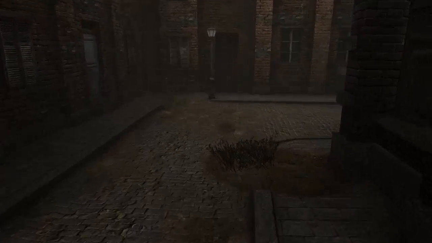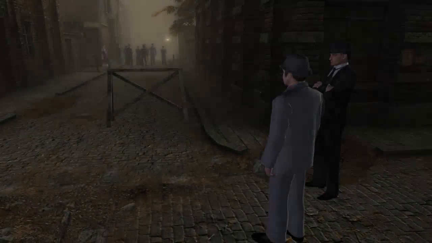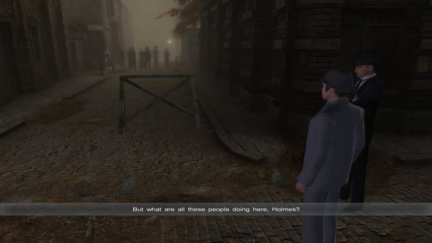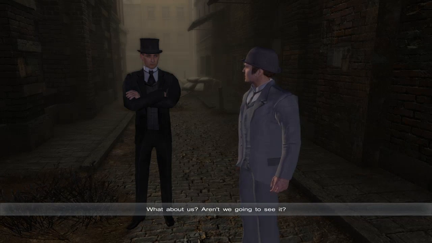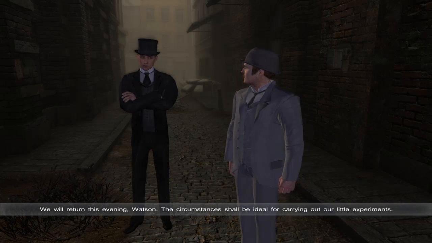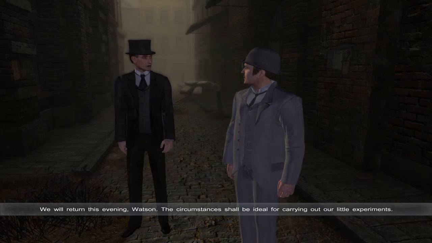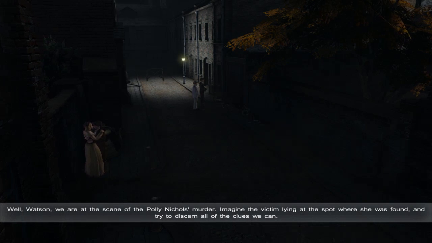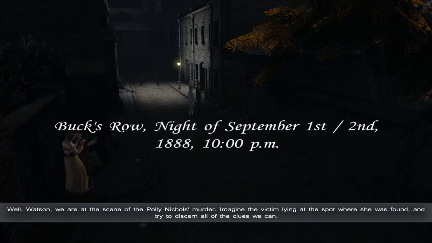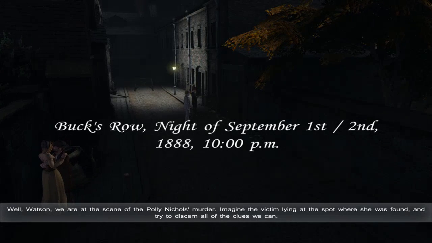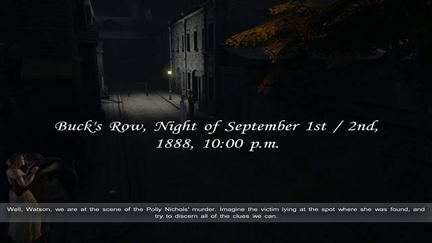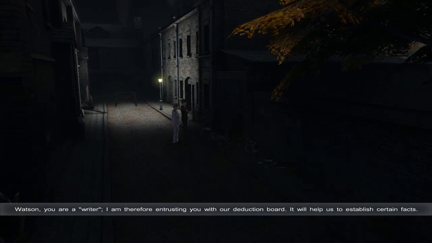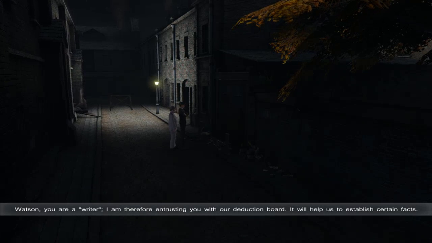Now, I suppose the killer... Yeah. But what are all these people doing here, Holmes? Apparently they came to see the scene of the crime. What about us? Aren't we going to see it? We will return this evening, Watson. The circumstances should be ideal for carrying out our little experiments. Later. Well, Watson, we're at the scene of the Polly Nichols murder. Imagine the victim lying at the spot where she was found and try to discern all of the clues we can. Watson, you are a writer. I am therefore entrusting you with our deduction board. It will help us to establish certain facts. Understood, Holmes.